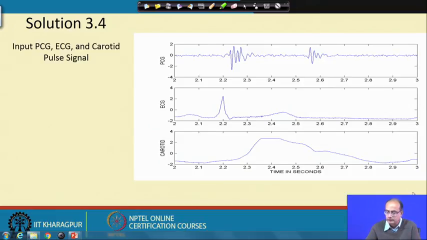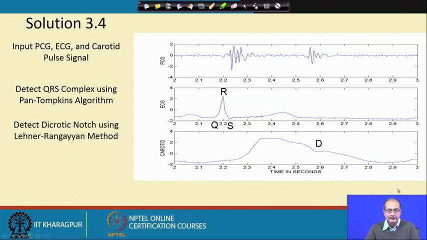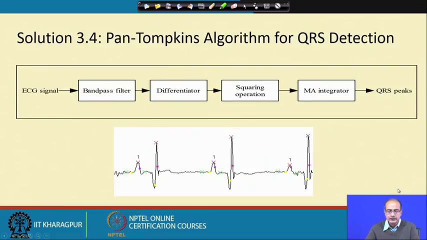So, in this picture we are showing that the QRS complex, if we use the Pan-Tompkins algorithm, we can find out easily, and that helps to give us S1, and the dicrotic notch we can get using the Lehner-Rangayyan algorithm, which helps to find out S2. So, that is the task we are assigned, and let us look at how we proceed.